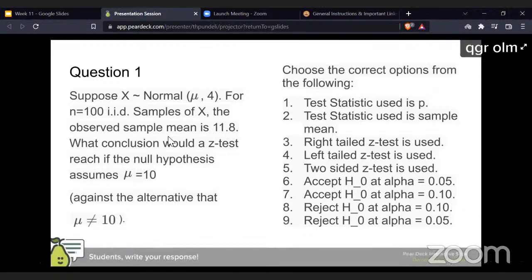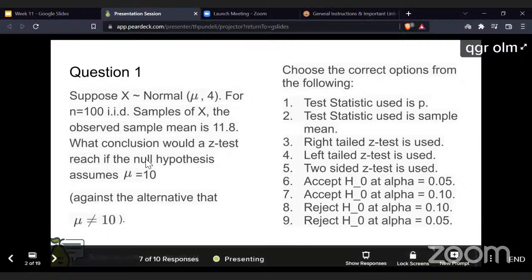What will be the conditions for Z test? The conditions for Z test are that you should be testing for mean and the population standard deviation should be known to you. So here you are testing for mean, right? You are testing if the null hypothesis is mu equals 10. And the population standard deviation is already given to you. It is given in the first line that X is normal with mean mu and variance 4. So standard deviation is given already, and you are testing for mean. So basically this is a Z test.